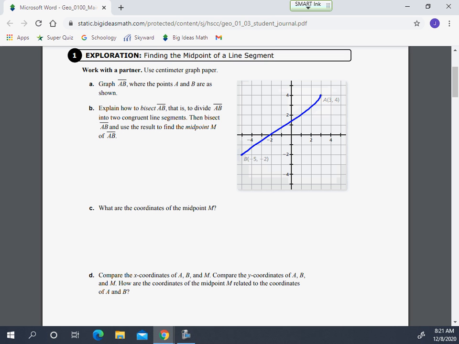Part B says explain how to bisect segment AB. It says that is to divide segment AB into two congruent line segments. Definition for you. Bisect is to split into two equal parts. So whenever you see or hear the word bisect, it is directly in the middle, right? Bisect: split into two equal parts.